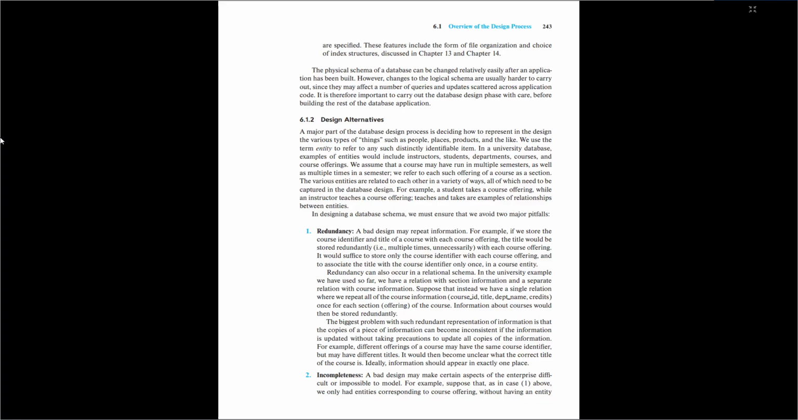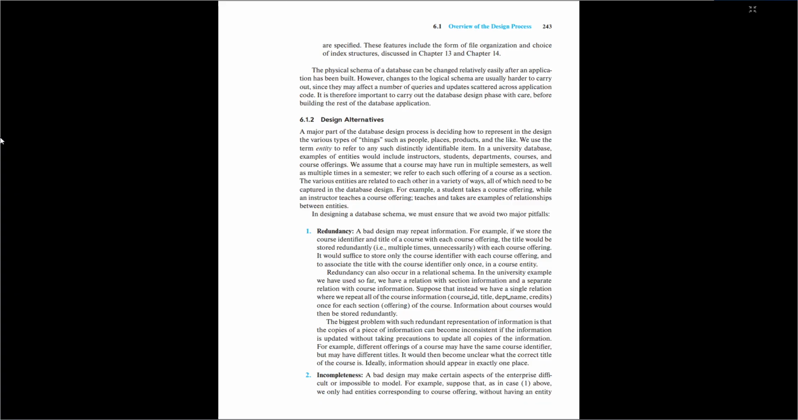Redundancy can also occur in a relational schema. In the university example we have used so far, we have a relation with section information and a separate relation with course information. Suppose that instead we have a single relation where we repeat all of the course information, course ID, title, dept name, credits, once for each section, offering, of the course. Information about courses would then be stored redundantly.